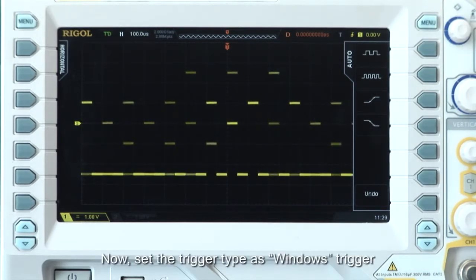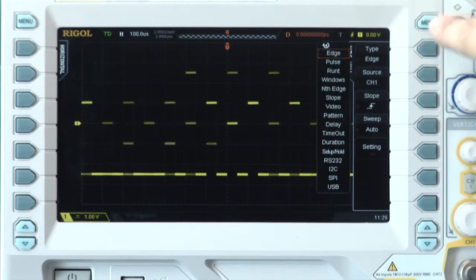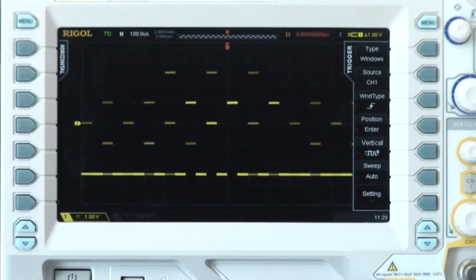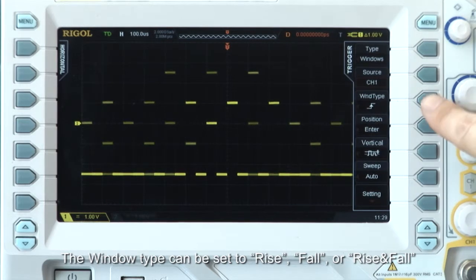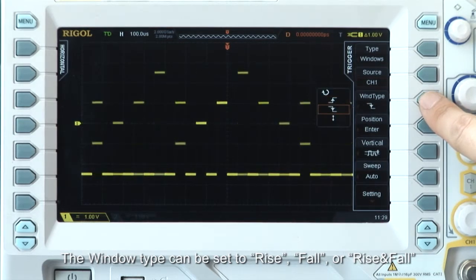Now set the trigger type as window trigger. And set the source to channel 1. The window type can be set to rise, fall, or rise and fall.